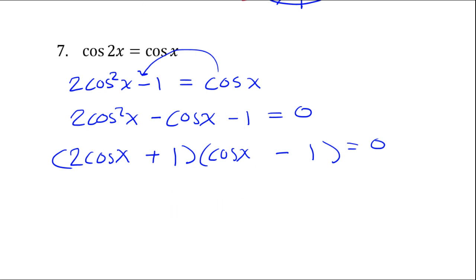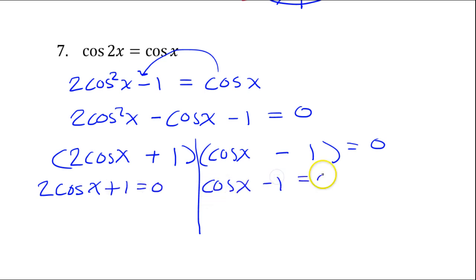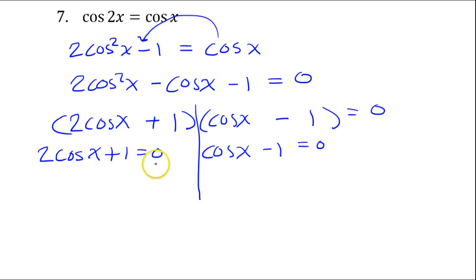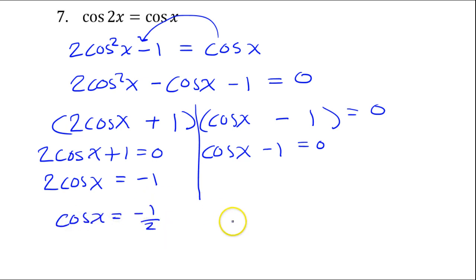Now I can use the zero product property to get solutions by setting each factor equal to 0. Okay, I messed that up. Let me try that again. 2 cosine x plus 1 is equal to 0, and cosine x minus 1 is equal to 0. Over here, subtracting 1 from both sides will give me 2 cosine x is equal to negative 1. Dividing by 2 will give me cosine x is equal to negative 1/2.